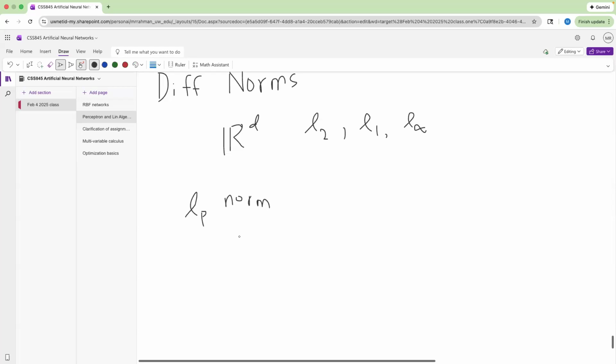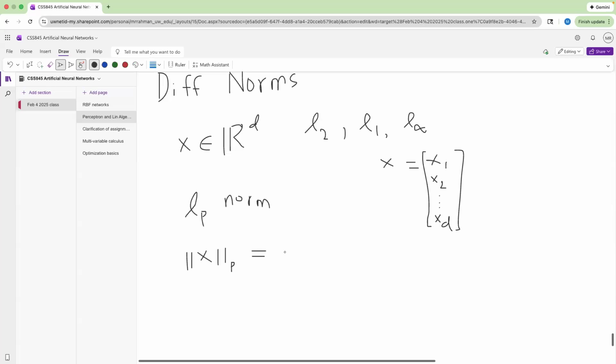The way we define the LP norm for a vector is that, let's say we have a vector X. We're going to define this norm to be a P norm. We put a subscript of P here. And what we do is we take each entry of the vector. So here X is in R^D. That means X is a vector that has X1, X2, up to XD. So it has D real numbers. That's the vector X.